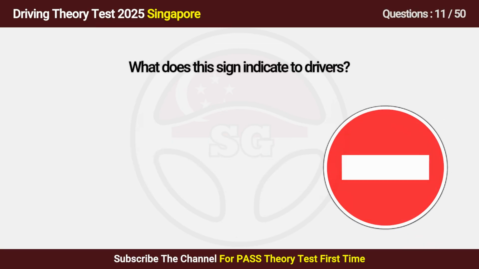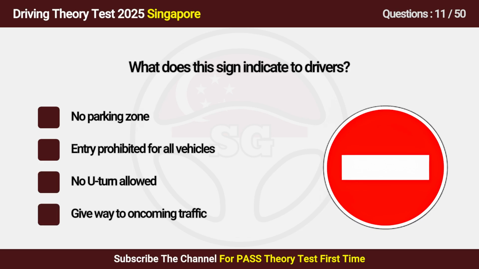Question 11. What does this sign indicate to drivers? A. No parking zone. B. Entry prohibited for all vehicles. C. No U-turn allowed. D. Give way to oncoming traffic.